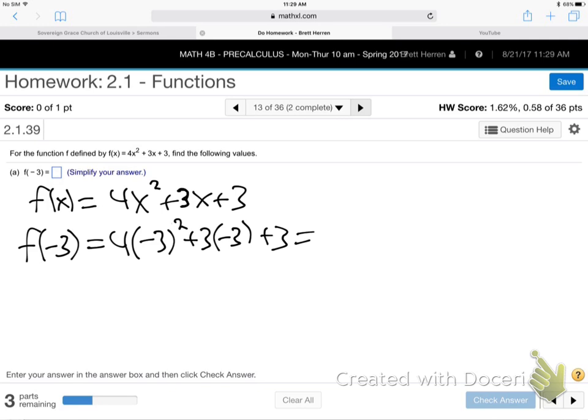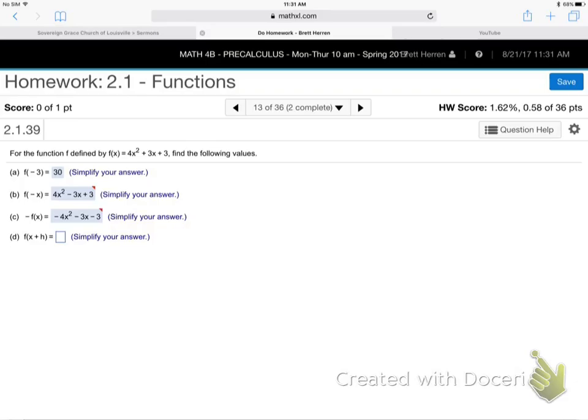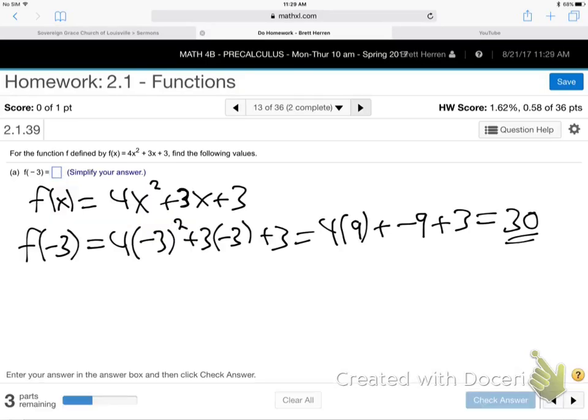And then just work it out. Use a calculator or whatever. 4 times 9 plus negative 9 is 36, plus 3 is 30. Yeah, there it is, 30. Is that good for that one? Let's just plug it in, making sure you're good with functions. All right, everybody get that down okay? So here was the last one. I just plugged in -3, and it worked out to be 30.